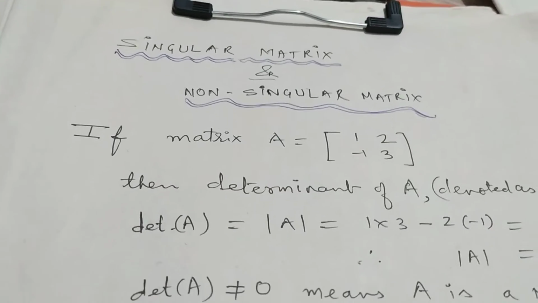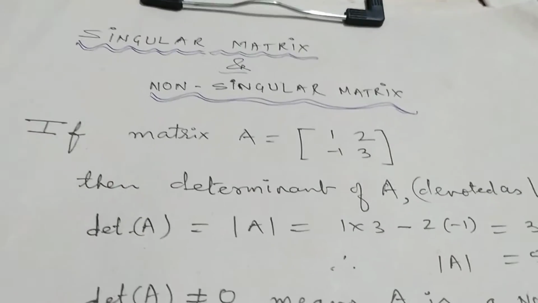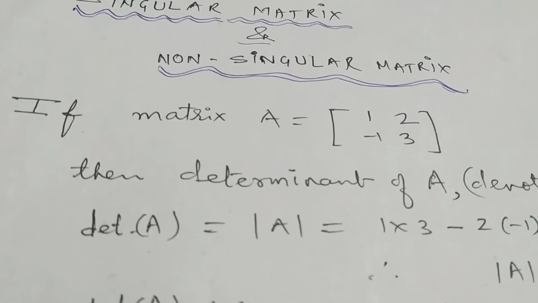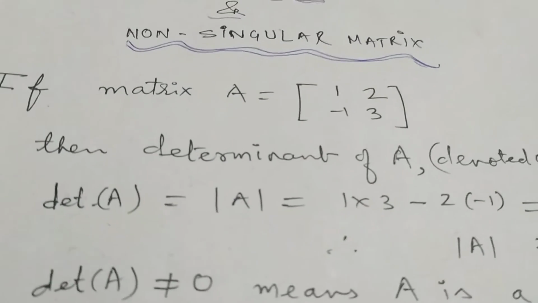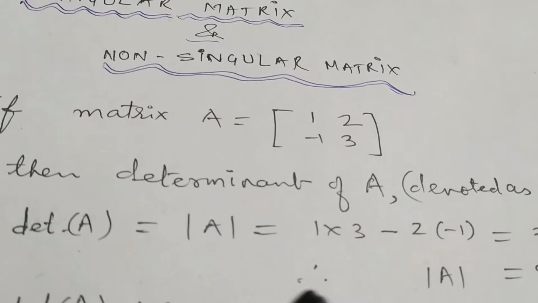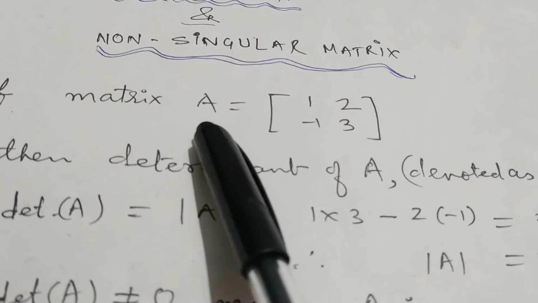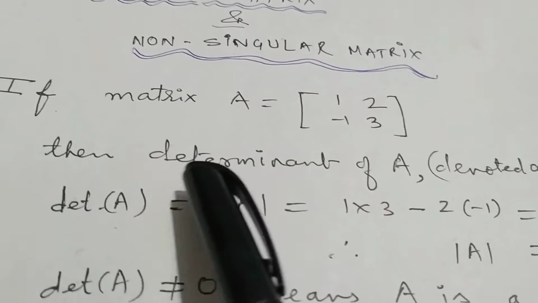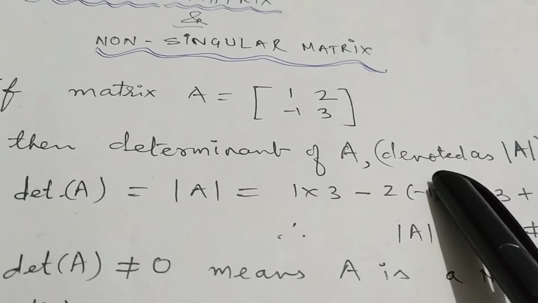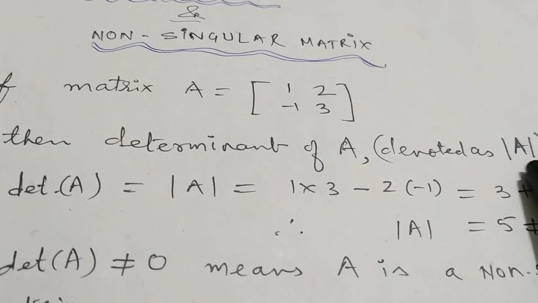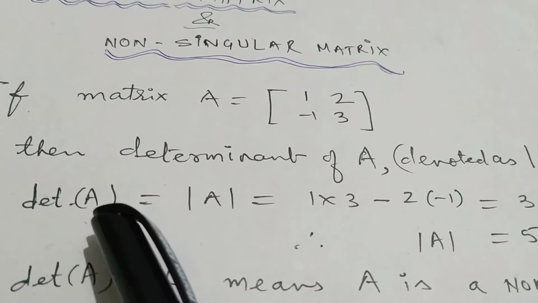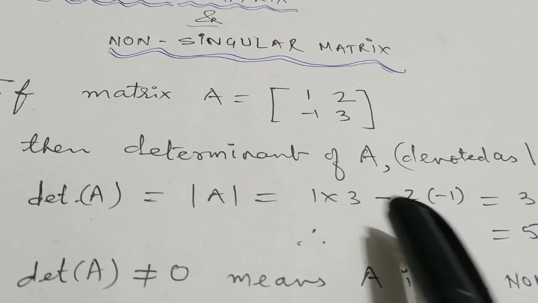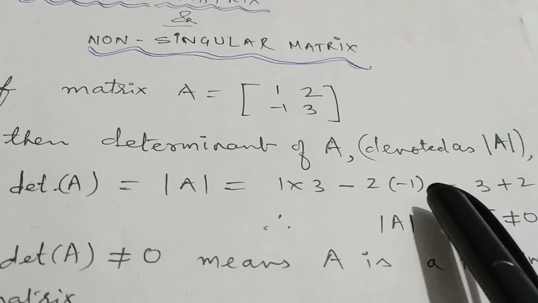Welcome to the video. Now we are going to study singular and non-singular matrices. Suppose there is a matrix A, which is a 2 by 2 matrix: 1, 2, minus 1 and 3. Then the determinant of A, denoted as determinant A, is equal to 1 into 3 minus 2 into minus 1. It is calculated like this.